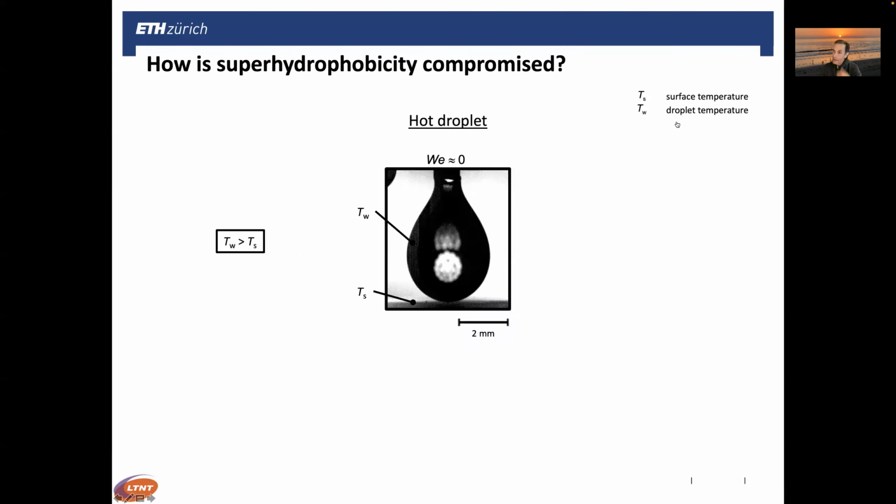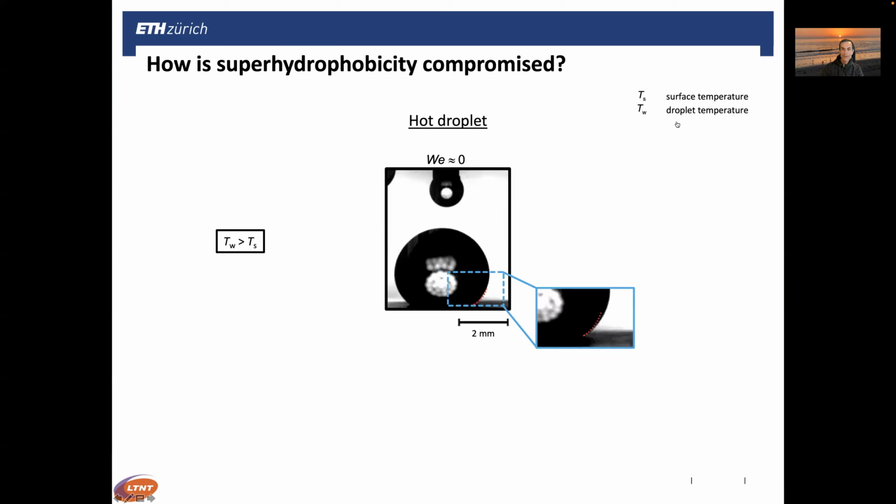Another less observed kind of superhydrophobicity compromise is thermal. Assume that you have a warmer droplet than the temperature of the substrate that comes very close to the substrate, and we deposit it very carefully with a Weber number, let's say, almost 0. Then what happens is, when the droplet sits on the surface, you have a certain wetting, but if you let it rest there a little bit, you observe, of course, that the droplet spreads, right?